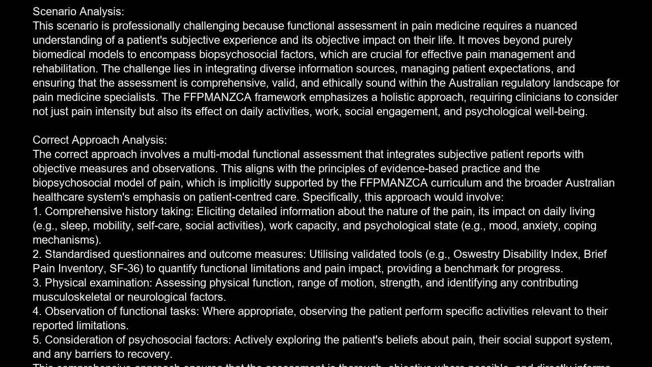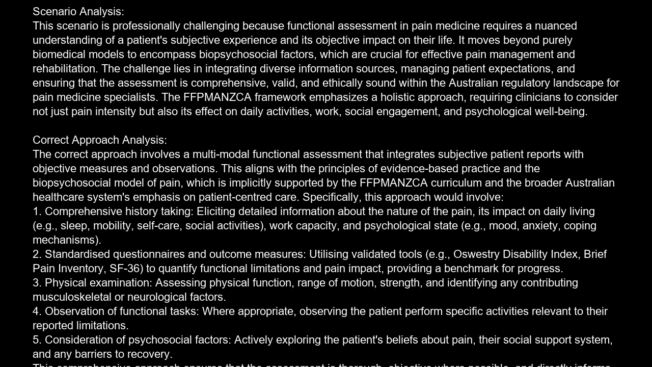Explanation. Scenario analysis. This scenario is professionally challenging because functional assessment in pain medicine requires a nuanced understanding of a patient's subjective experience and its objective impact on their life. It moves beyond purely biomedical models to encompass biopsychosocial factors, which are crucial for effective pain management and rehabilitation.